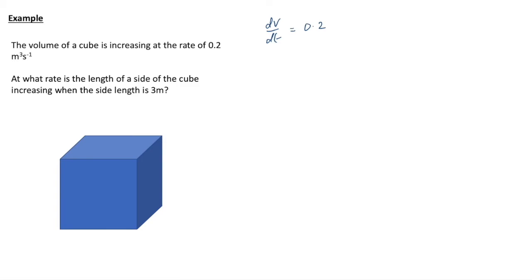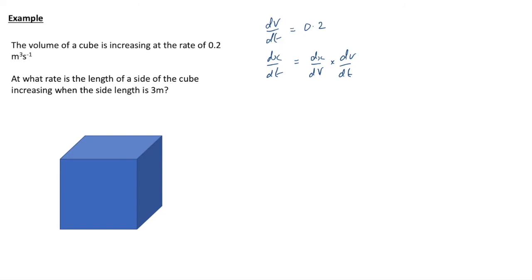What do we know? We know that dV/dt is equal to 0.2. The rate of change of volume is equal to 0.2 metres cubed per second. So what do we want? Well, we want dx/dt. We have dV/dt, and using the chain rule we know that if we multiply that by dx/dV, then that will give us our dx/dt.